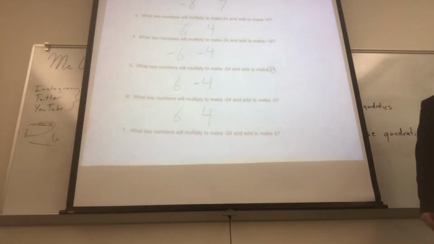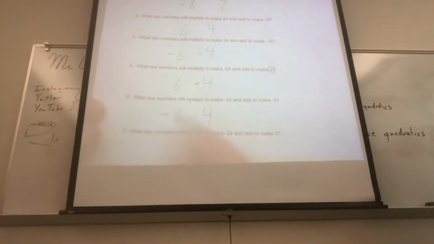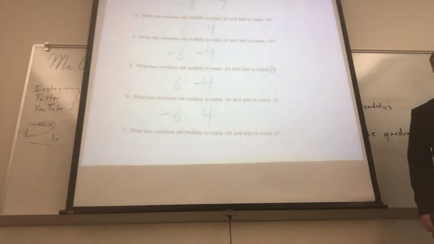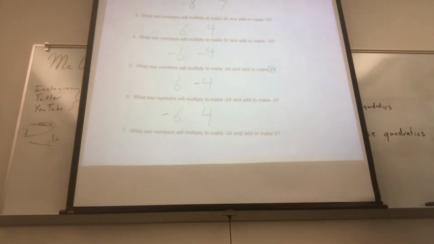Same thing down here on number 6. Multiply to make negative 24, add to make negative 2. It's going to be negative 6 and positive 4. That way, when we combine those, we get that negative 2 that we need.